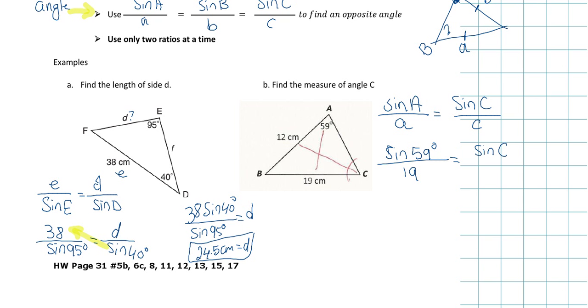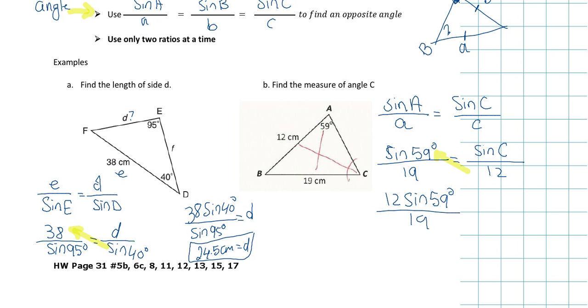Same idea, right? That's why I'm using the two different versions. Because now, whatever I'm looking for is on the top. I don't have to do much work. That's why I have the two different versions. Now, the same idea is just I have to cross multiply, or half cross multiply. So that's going to be 12 times sine 59 over 19 equals sine C.